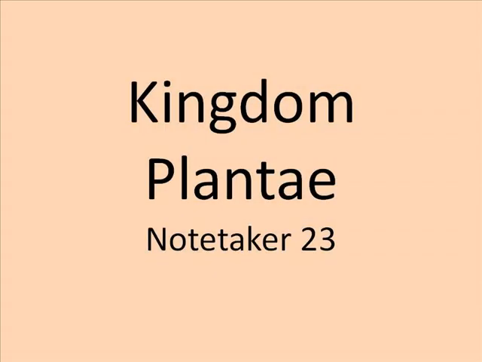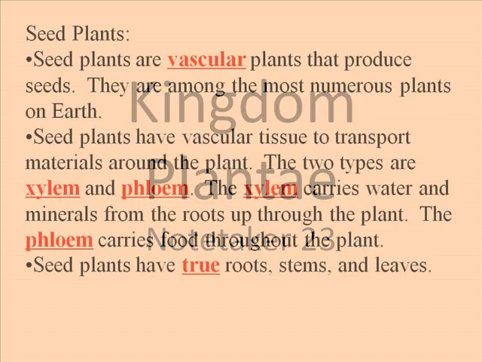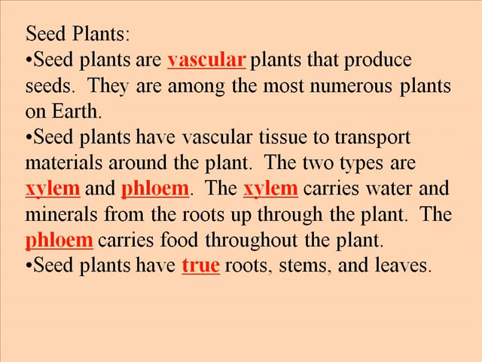This is note taker 23 on the Kingdom Plantae. This note taker will focus on our seed plants. On note taker 22, we discussed our seedless plants, which were our mosses and our ferns. These were plants that reproduced by spores.